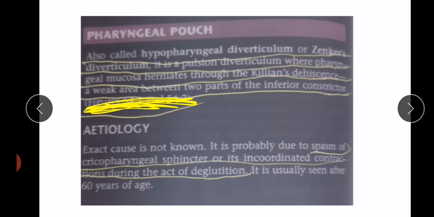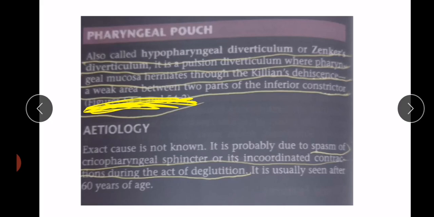Pharyngeal pouch, also known as hypopharyngeal diverticulum or Zenker's diverticulum, is a pulsion diverticulum where pharyngeal mucosa herniates through the Killian's dehiscence, a weak area between two parts of the inferior constrictor muscle.